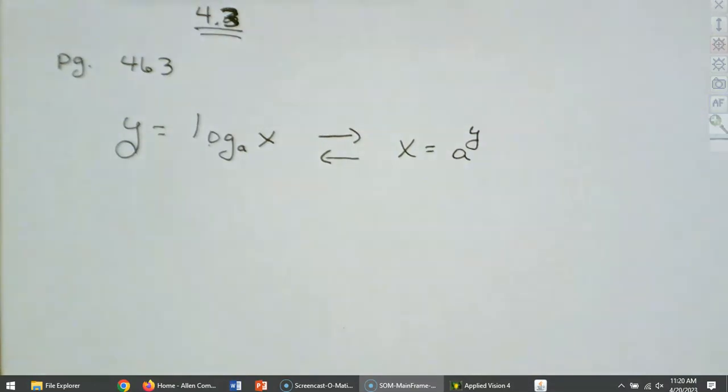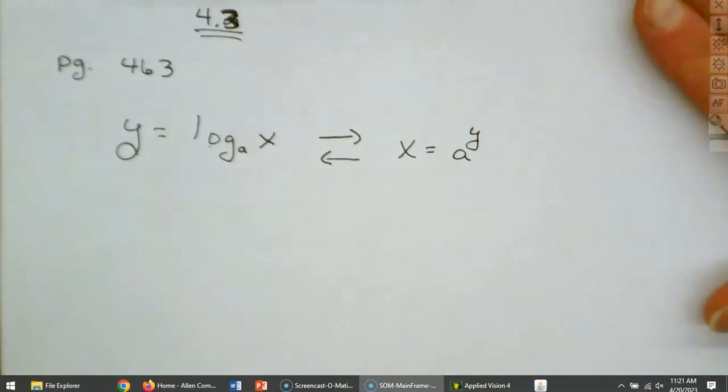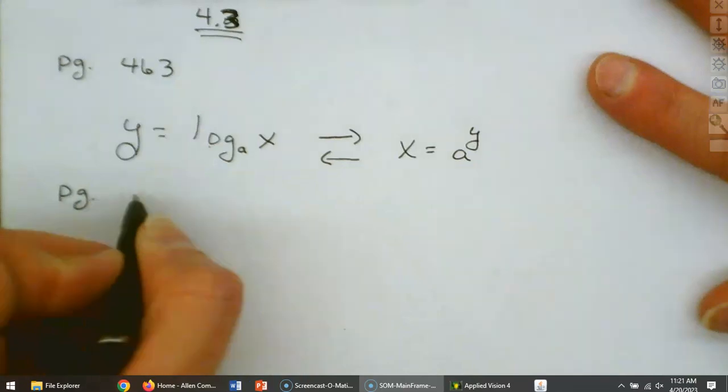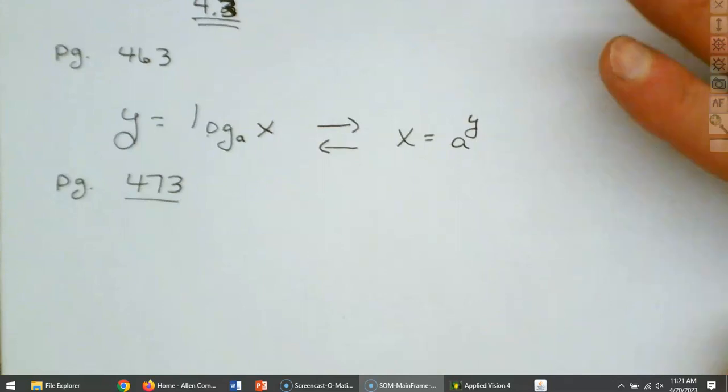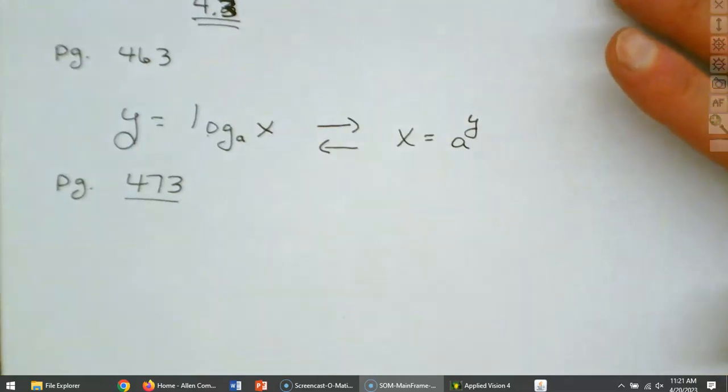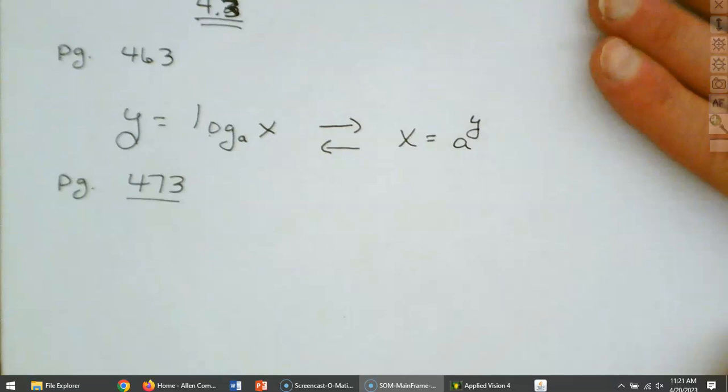In many cases, you may have to convert it because it might not be solvable as a logarithm, but it might be easily solvable as an exponential, or vice versa. So we're going to be learning how to convert these. The first thing we're going to learn how to do is just convert these. So I'm going to pick some from our textbook. Let's look on page 473. And all we're doing here is converting.